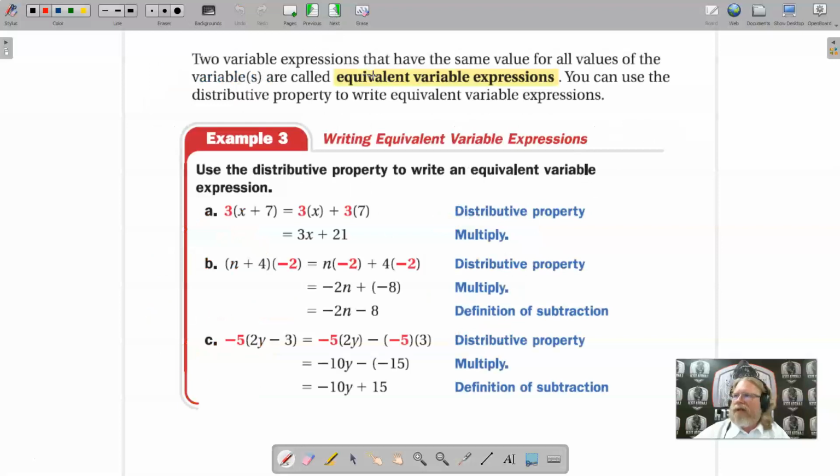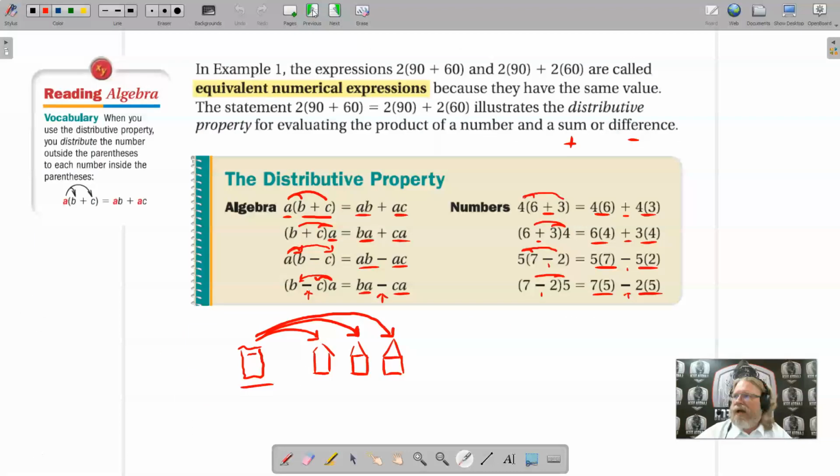Two variable expressions that have the same value for all values of the variables are called equivalent variable expressions. So we've talked about equivalent numerical expressions. Now we're talking about equivalent variable expressions. The only difference is that this time, if we look back at the others, we only had numbers in them, right? Over here, these are all equivalent numerical expressions. There's no variable there, so they are numerical expressions and they are equivalent.